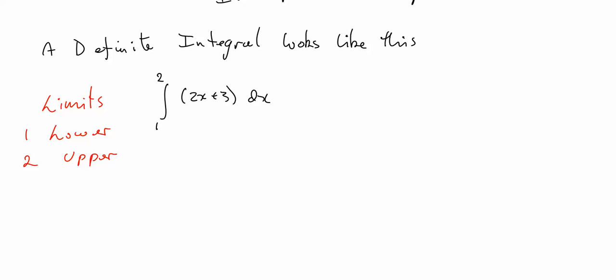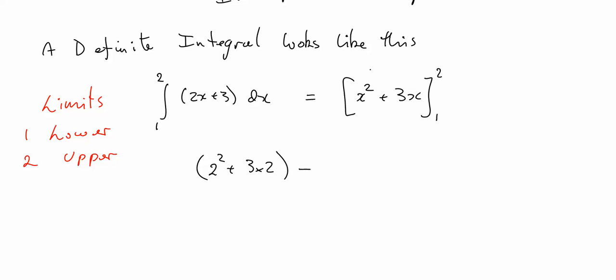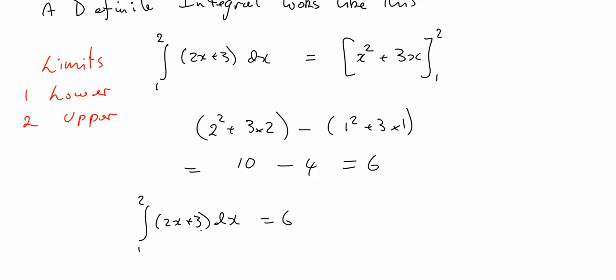And what we do here, we integrate as before, and 2x plus 3 becomes x squared plus 3x, but we don't add the arbitrary constant. Instead, we write these square brackets, put the 1 and the 2 here, and now we substitute first of all 2 into the expression, so that would be 2 squared plus 3 times 2, and then subtract and then substitute in 1 into the expression, so that would be 1 squared plus 3 times 1, and that equals 4 plus 6, that's 10, minus 1 plus 3, which is 4, equals 6. So the integral of 2x plus 3 dx between the limits of 1 and 2 is 6.